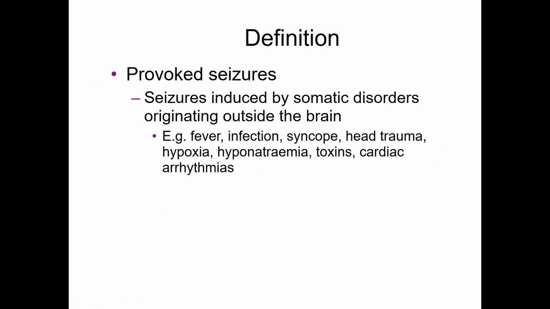Right. So there are also provoked seizures. A provoked seizure is basically a seizure induced by a particular condition originating outside of the brain. For example, fever, infection, head trauma, hypoxia, electrolyte imbalances, toxins, and even arrhythmias. Arrhythmias and syncope are more like a differential diagnosis of seizure. In a provoked seizure, if you identify the underlying cause and treat it, then the seizure will stop. That means you don't have to treat with anti-epileptic drugs for this.